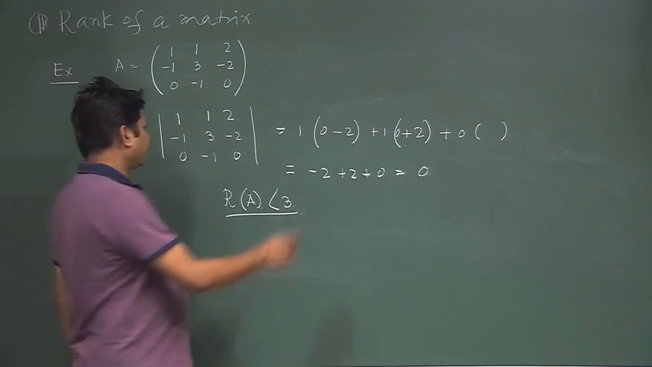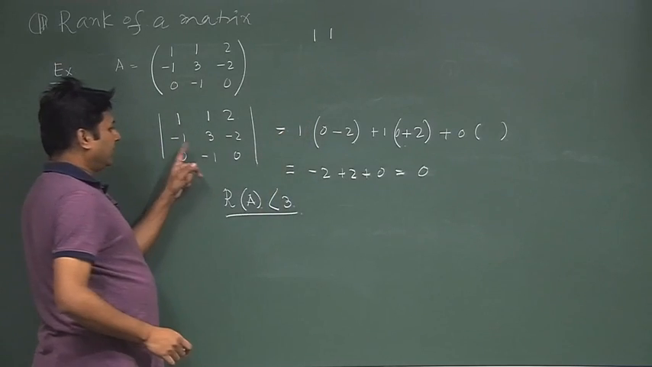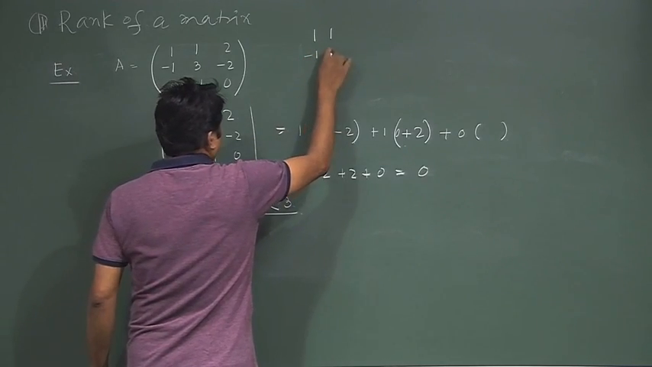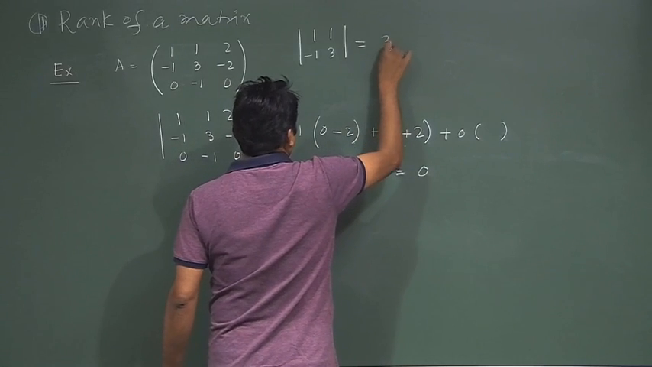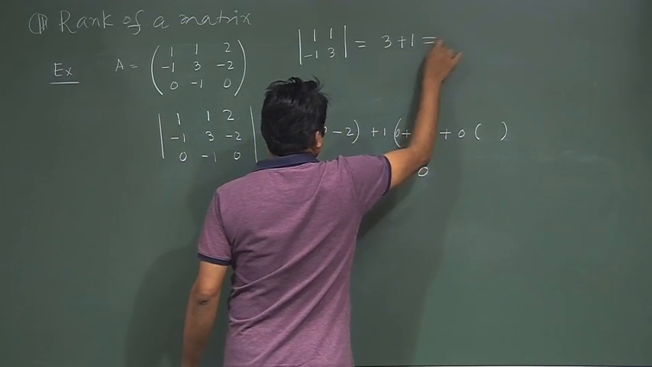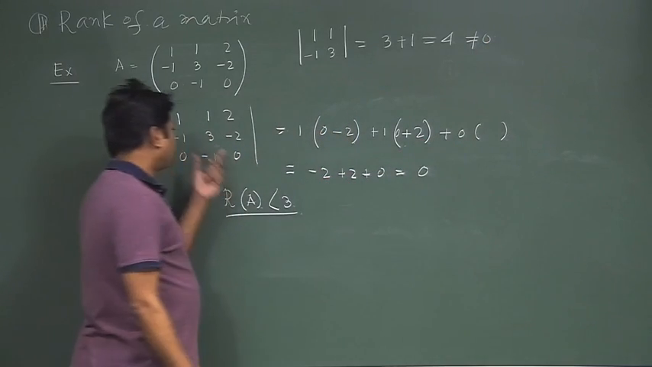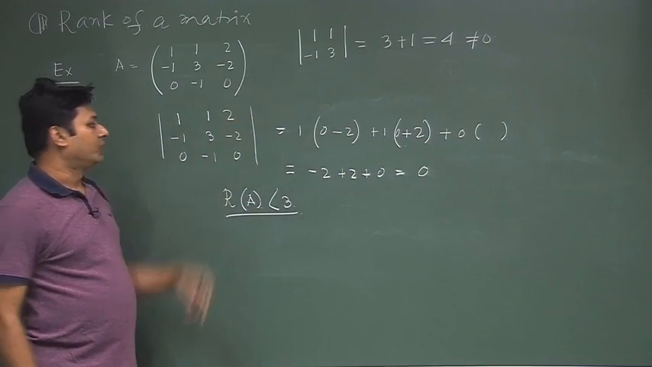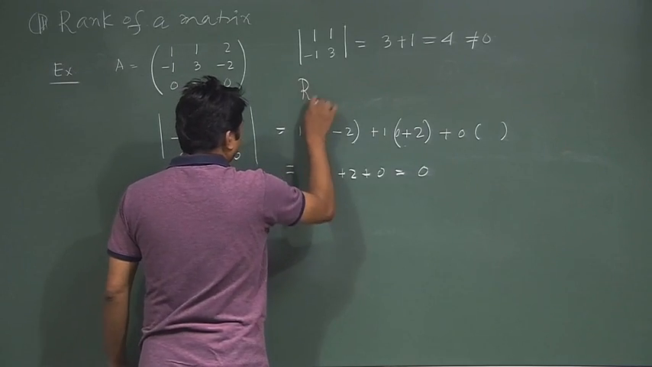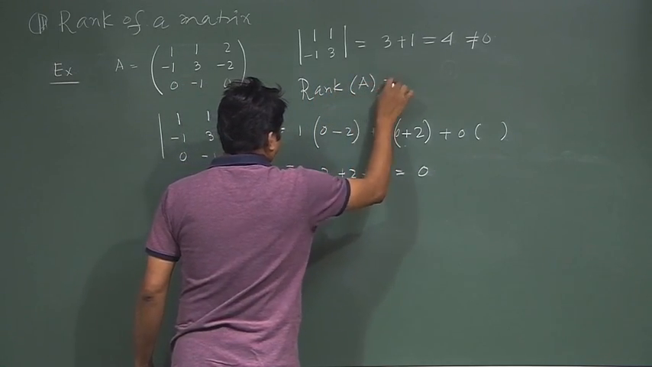So, let us try the first one. The submatrix is 1 1, minus 1 3. So, readily I can find that the determinant is 3 plus 1, which is 4, which is not equal to 0. That means the submatrix is a non-singular matrix of order 2. So, readily I can say the rank of the given matrix A is equal to 2.